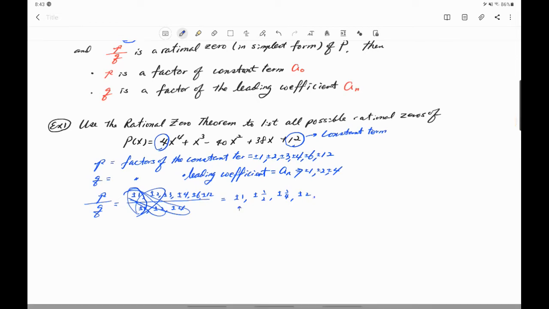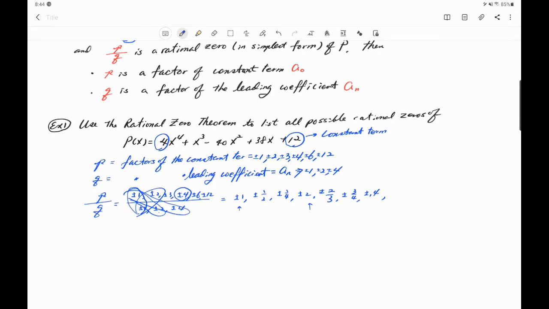And 2 over 3, so plus or minus 2 over 3. Plus or minus 3 over 4. And then 4, we're using this one. 4 over 1 is 4. And then 4 over 2, plus or minus 4 over 2. Isn't that the same as 2? Same as 2. And then 4 over 4 is the same as 1. And then let's use 6 and 1, so plus or minus 6. And then 6 and 2, so 6 over 2 is 3.